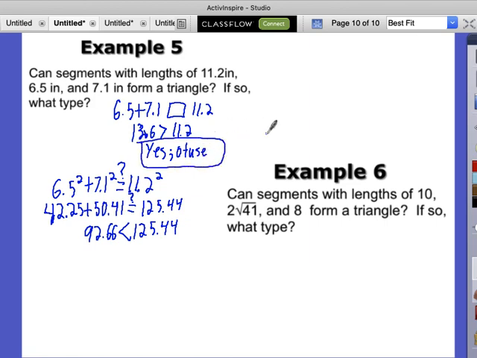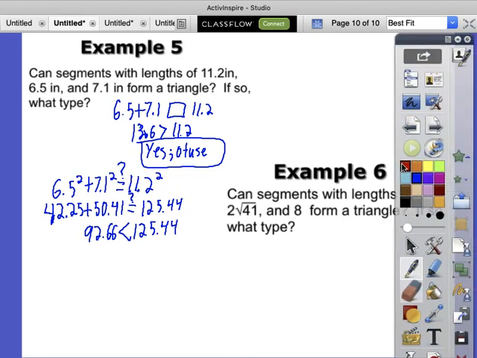Questions on that one? Can we not do example 6? We'll do example 6 so we can talk about it. Okay. I don't think we'll be able to do it well though.